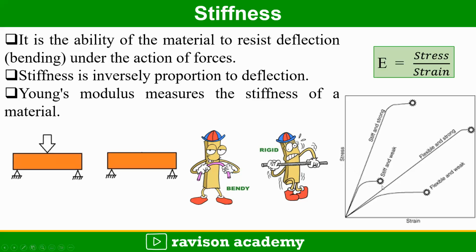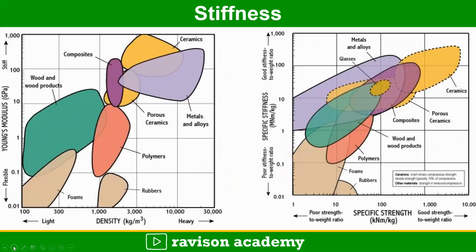So from the stress strain curve, we can classify whether the material is flexible and weak, whether the material is flexible and strong, whether the material is stiff and weak, whether the material is stiff and strong, according to the slope of the stress strain curve. So from this chart, we can see the Young's modulus, lesser Young's modulus, we can tell it is a flexible material. Higher Young's modulus, we can tell it is a stiffer material.